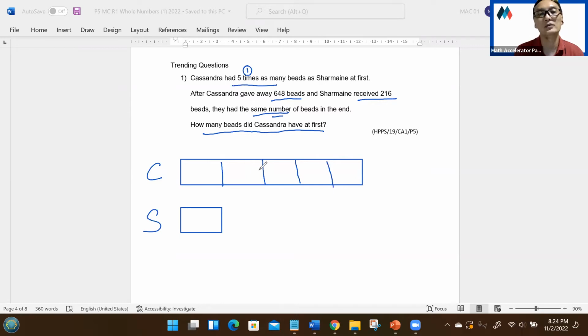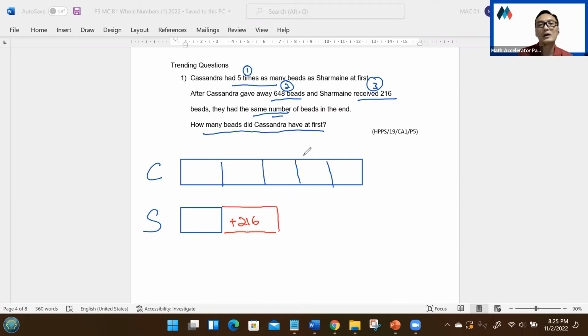So we have 5 units, 1, 2, 3, 4, 5, right? Here's 1 unit. The next step we need to do is, here says, Cassandra gave away 648 beats and Charmaine received 216. So I think to receive is easier to draw, so I'm going to draw receive first. So you receive up to this point, you add 216. Okay, so far everybody can follow? Can follow, please type a yes. So if you're copying also, please remember, copy the working, don't copy the question, right?